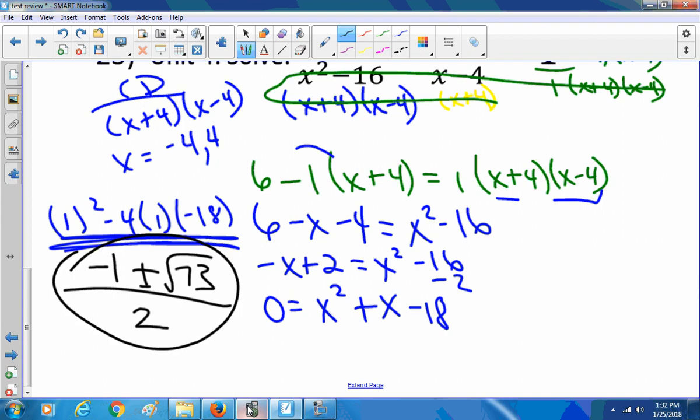You still need to check for extraneous solutions with these. Remember, extraneous solutions occur when your answers match your restrictions. Obviously, those don't match those. You're done.